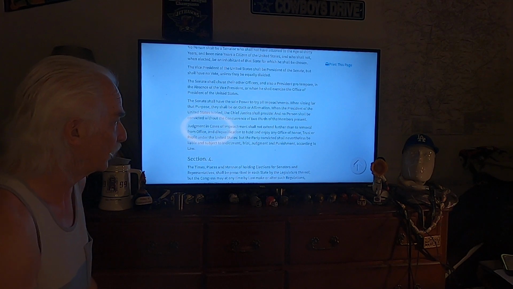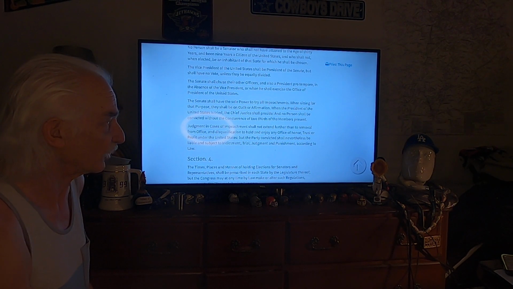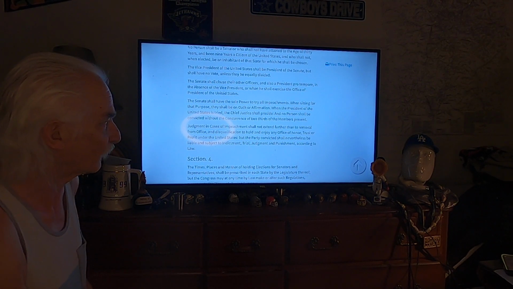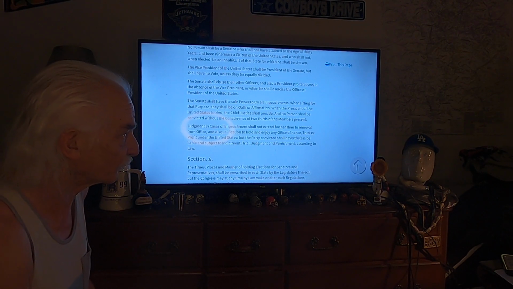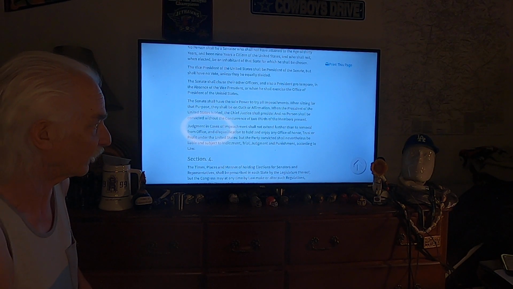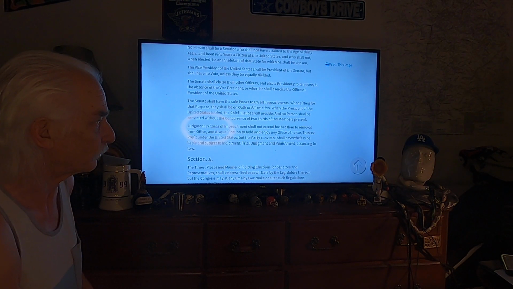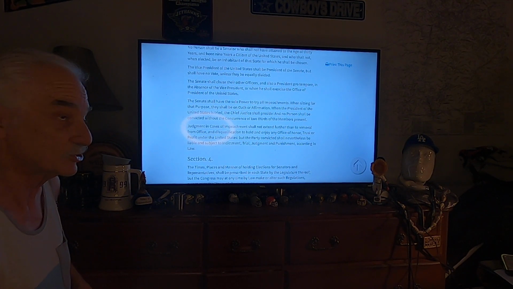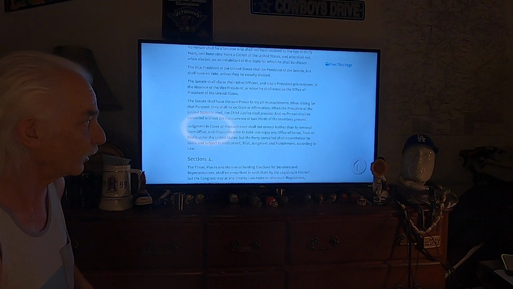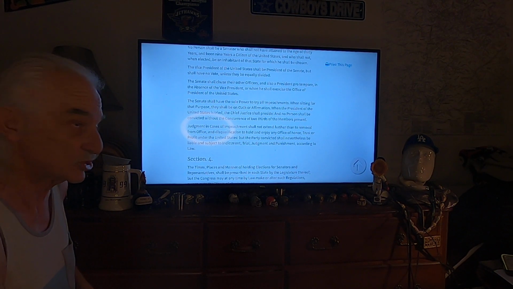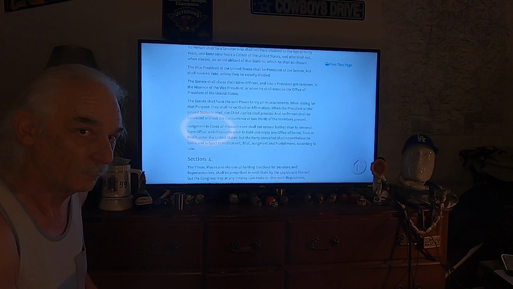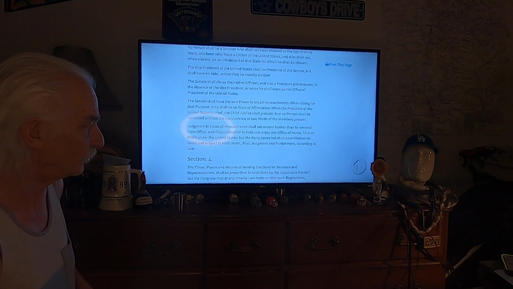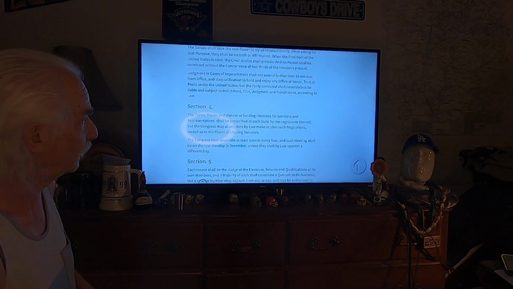Listen carefully. Judgment in cases of impeachment shall not exceed further than to remove from office and disqualification to hold and enjoy any office of honor, trust, or profit under the United States. But the party convicted shall nevertheless be liable and subject to indictment, trial, judgment, and punishment according to the law. That statement you might be hearing a lot more about in the upcoming days and weeks.